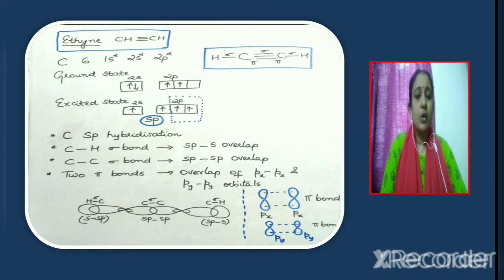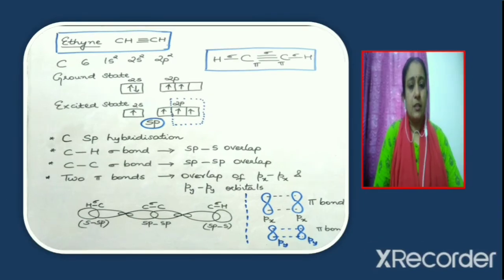The atomic number of carbon is 6, so the electronic configuration can be written as 1s2, 2s2, 2p2. So in the ground state, there will be 2 electrons in the 2s orbital and 2 electrons in the 2p orbital. In the excited state, 1 electron from the 2s orbital will be promoted to the vacant 2p orbital. The total number of sigma bonds to be formed by carbon is 2. Therefore, we can say that there should be 2 hybrid orbitals available with both the carbon atoms.